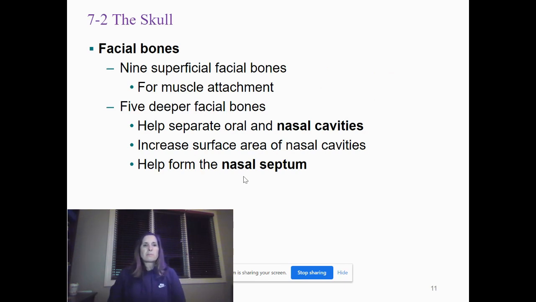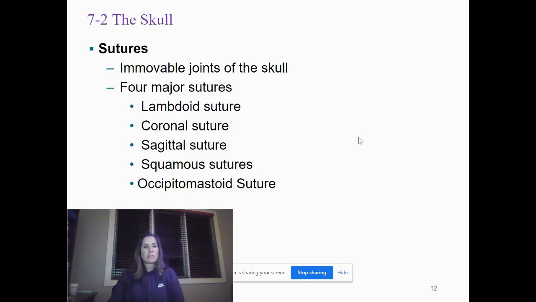The facial bones. There are 9 facial bones, and those are for muscle attachment. Then there are 5 deeper ones that help separate the oral and your nasal cavities. The deeper ones help increase the surface area of the nasal cavity and help form your nasal septum, which is a division in your nose.